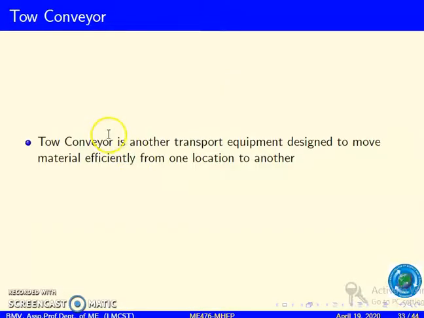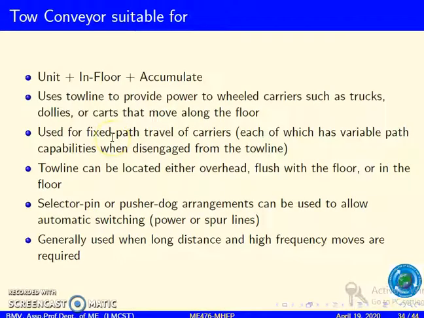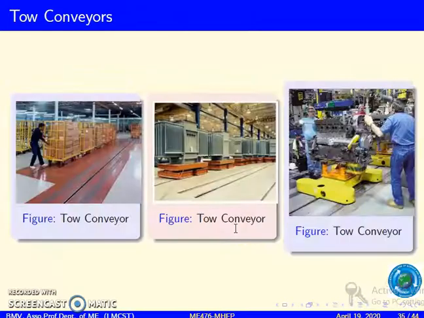Now we have this tow conveyor. This uses a tow line to provide power to wheeled carriers such as trucks, dollies or carts that move along the floor. These are used for fixed path travel of carriers. These are used when long distance and high frequency moves are required, and this shows the tow conveyors.